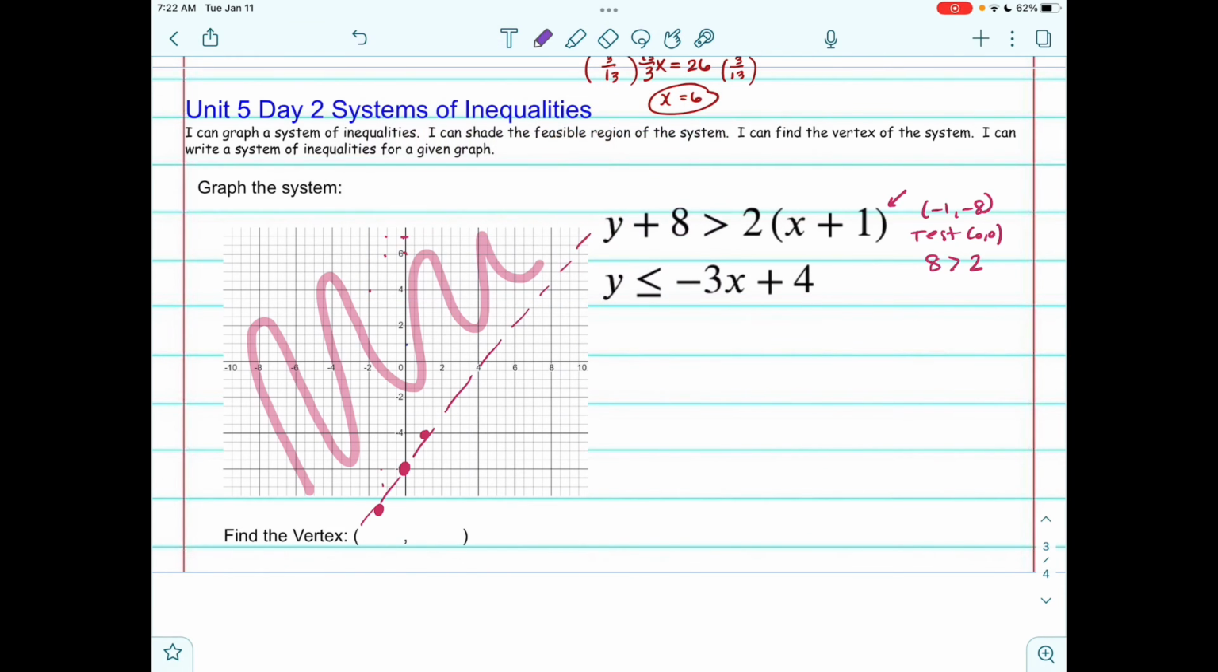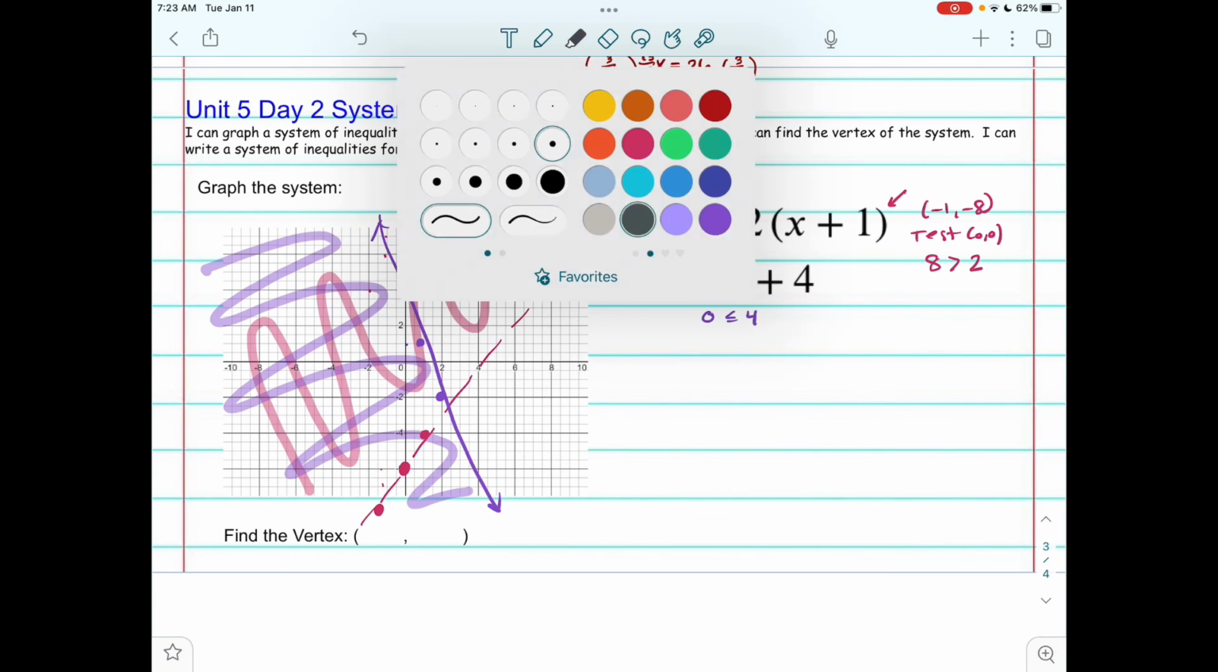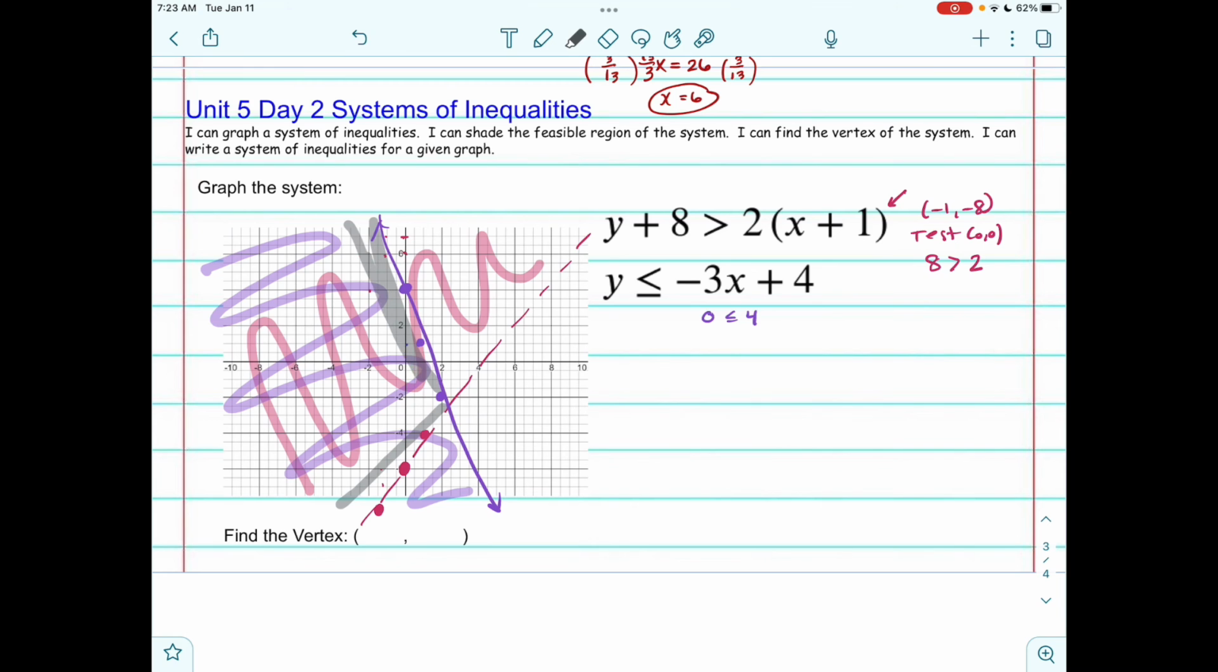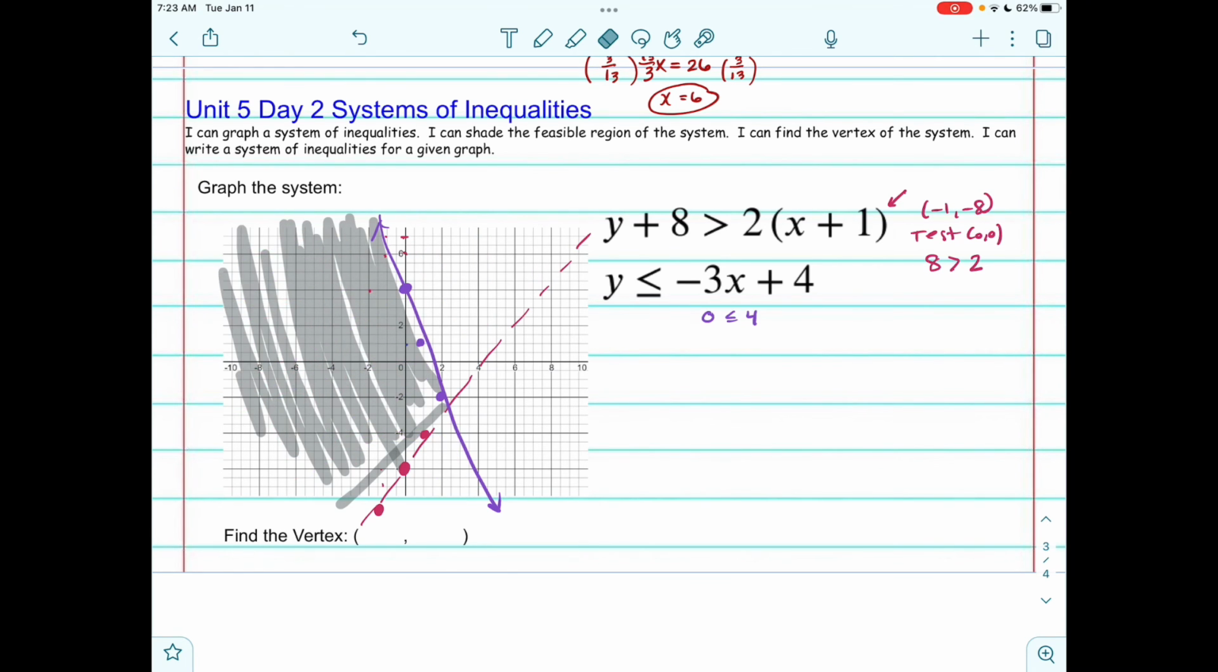Okay, then I'm going to graph this one up at +4, and then go down 3 over 1, down 3 over 1, and then this one should be solid, so I graph this line. And when I test 0, 0, I have 0 less than or equal to 4, which is true. So I'm going to shade on the side of 0, 0. So it looks like my feasible region then is this in here. I'm going to erase my pink and purple here.